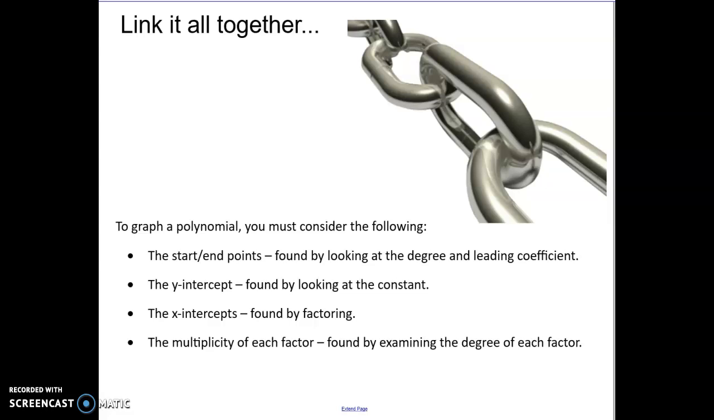Alright, so today we're looking at section 3.4, which is graphing polynomial functions. We're going to link everything we've done so far together. So we're going to look at where a graph starts and ends, the y-intercept, the x-intercepts, and remember the x-intercepts are found by factoring. And then we also have to look at this thing called the multiplicity of each factor.